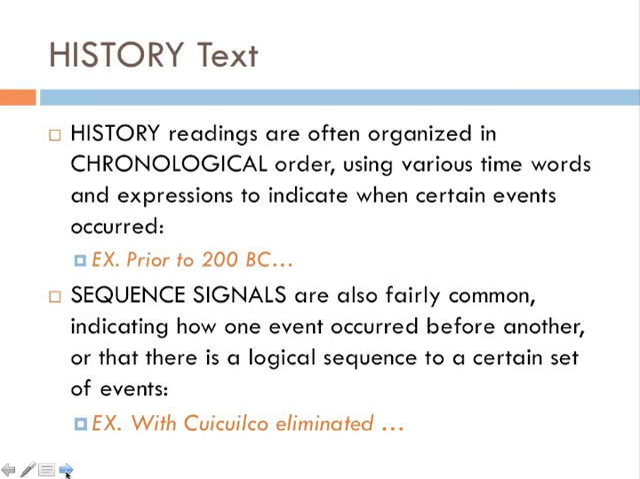Sometimes we also see sequence signals, and these are often fairly common as well, because historical events often occur one after the other. Again, we mentioned that even that little expression with this particular place eliminated, it sounds like something happened before it, and that something is coming after it. So this could be a type of sequence signal that maybe we didn't think about at first when we saw the text the first time.